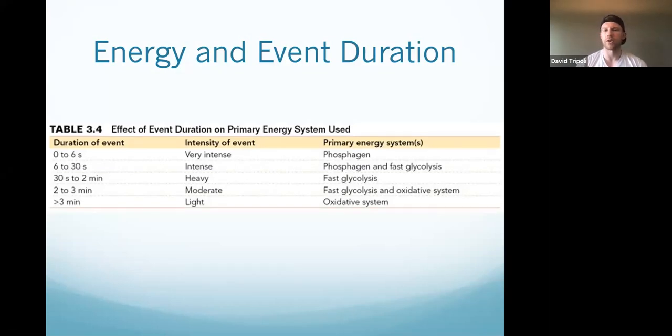Again, just energy and event duration. We just talked about this. So very intense, 0 to 6 seconds, you're going to use your phosphagen. Up to 30 seconds, you're doing phosphagen and fast glycolysis. Up to that 2 minutes, you're getting glycolysis. And then you start working into your oxidative system with anything greater than 3 minutes. So that's 3 minutes on to hours. The 4-hour marathon, the 5-hour marathon, that's going to be your oxidative system.